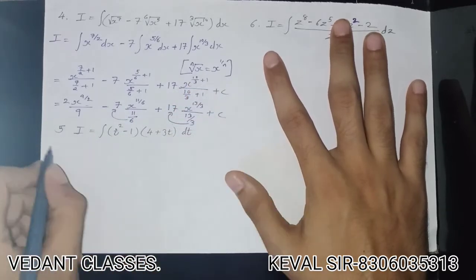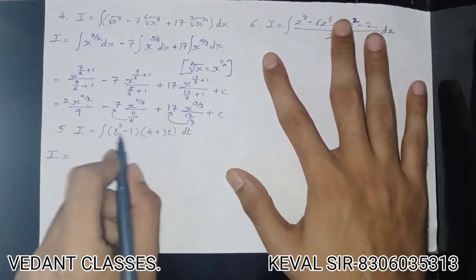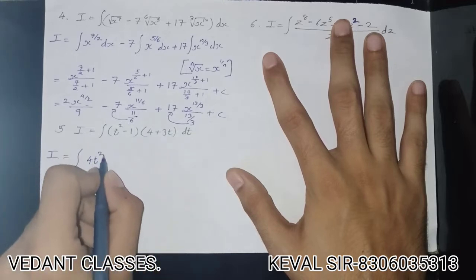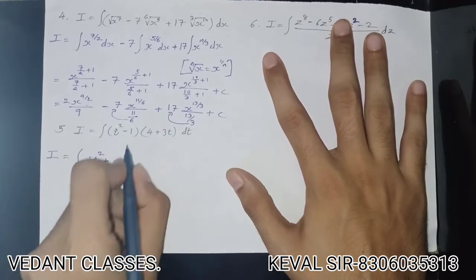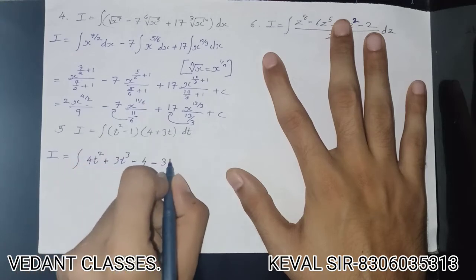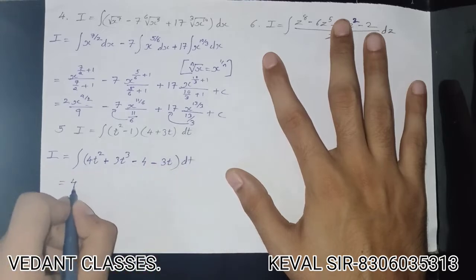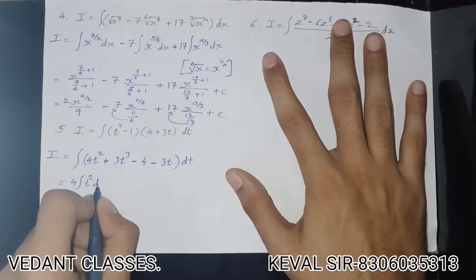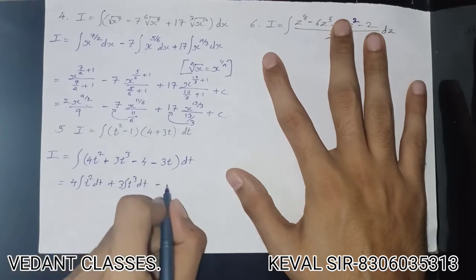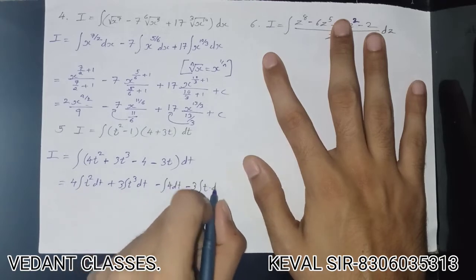Okay, now let's solve the next one. I is equal to, what you need to do, first multiply both these brackets. Okay, so this will be 4t square plus 3t cube minus 4 minus 3t in bracket dt. Now apply the integration. 4 integration of t square dt plus 3 integration of t cube dt minus integration of 4 dt minus 3 integration of t dt.